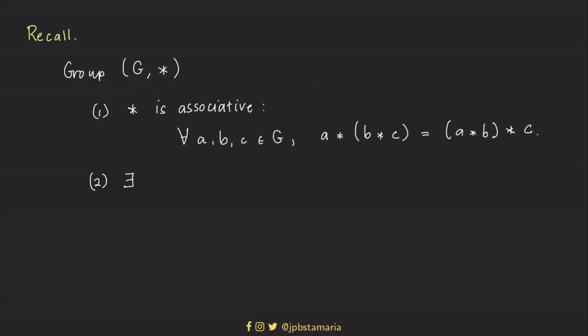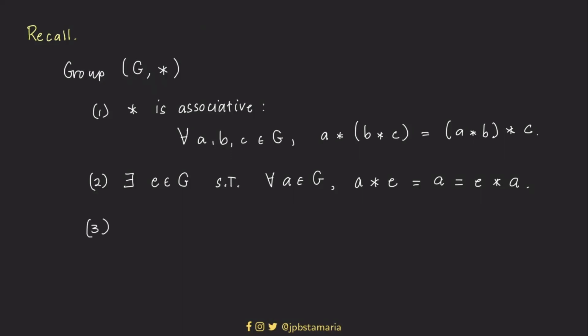The second property is that there must be an identity element for G. An identity element is usually symbolized by the letter E. This element must be in G, and this element must have the following property. What makes it the identity element? It is the identity element because for every A in G, when you multiply A with that identity element E, it gives you the same element A, whether you multiply it to the right or to the left of the identity.